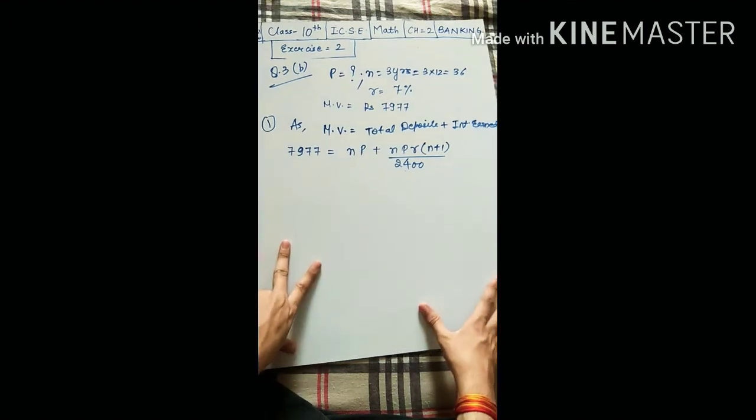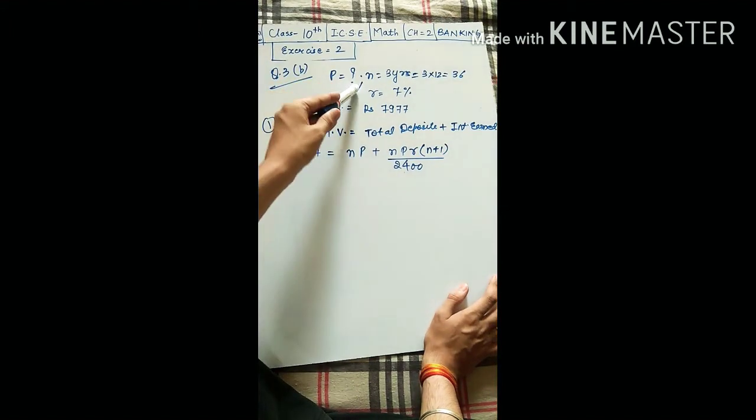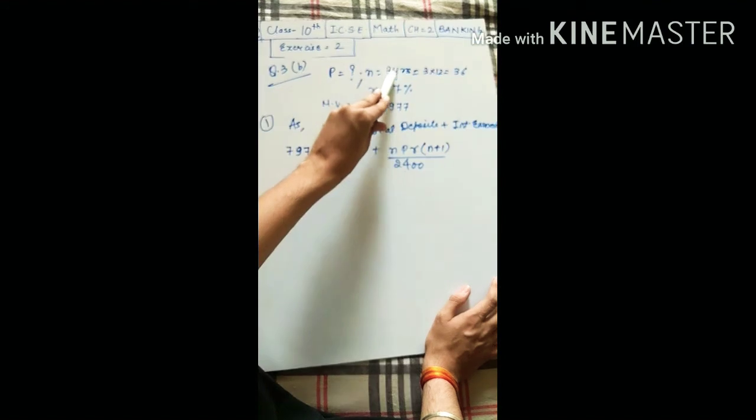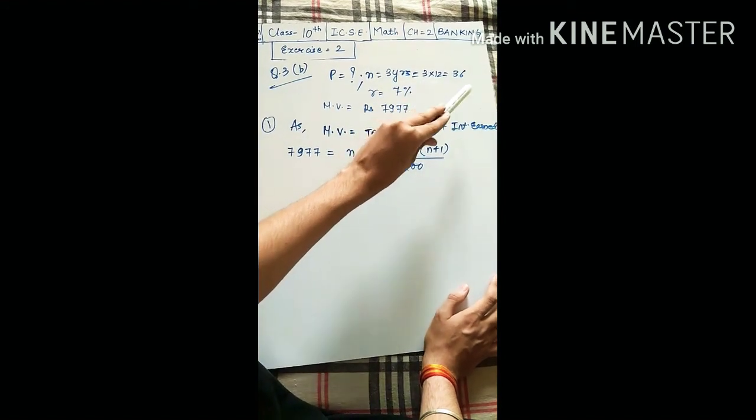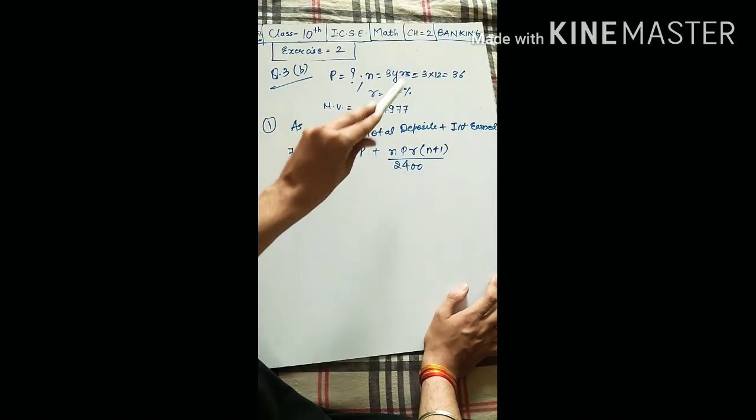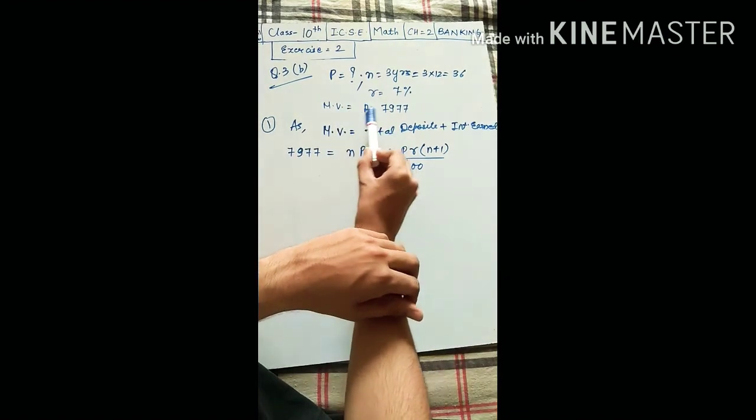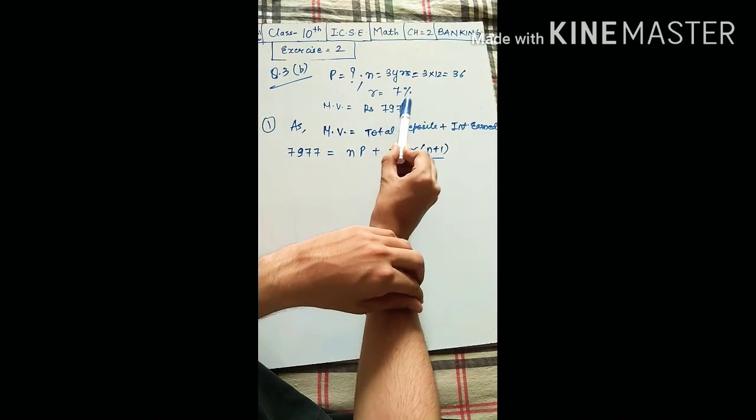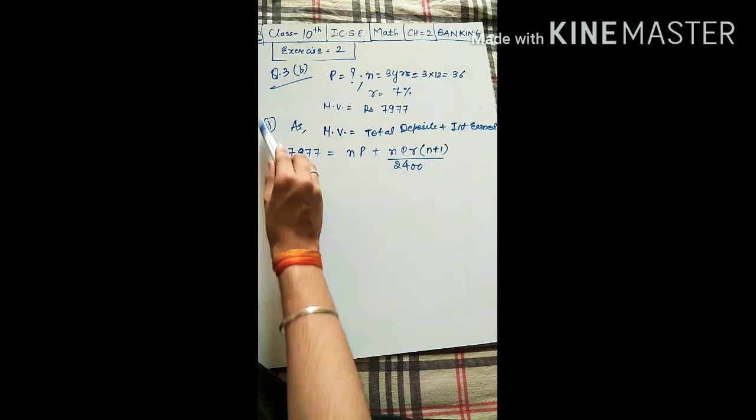Okay, so what we have to find in the first question is P, and in the second question we have to find the interest. Let us first write the given things. P is not given. N is 3 years given, so 3 into 12, that is 36. Rate is 7%, and the maturity value is rupees 7,977. So this is the first question.